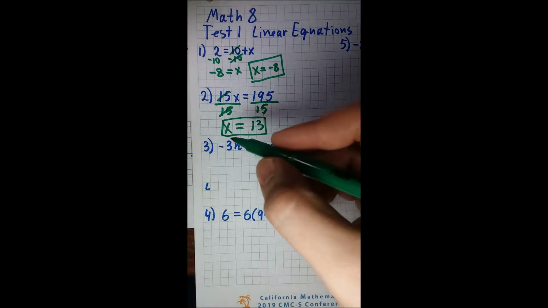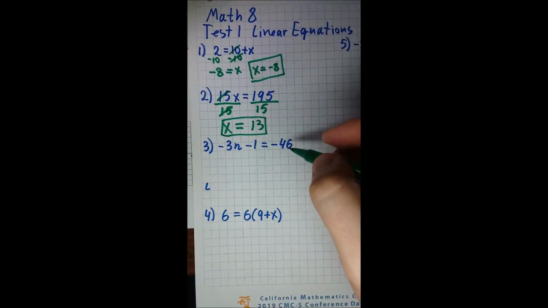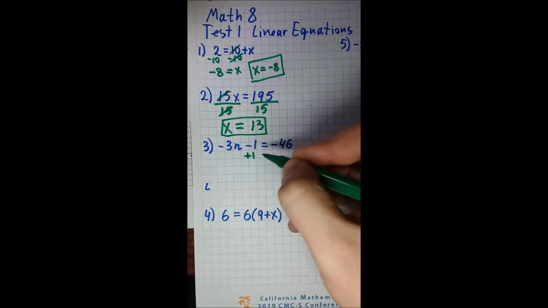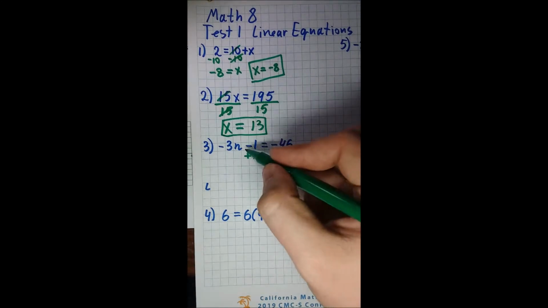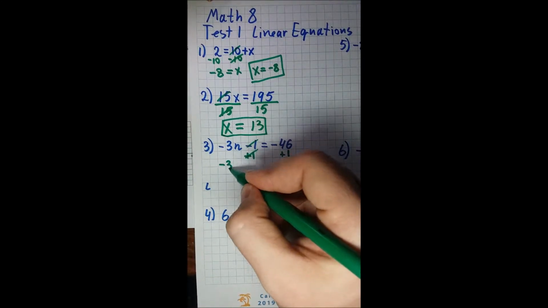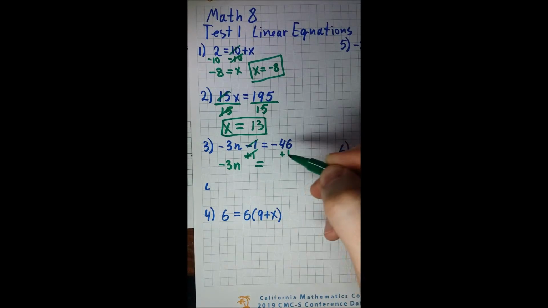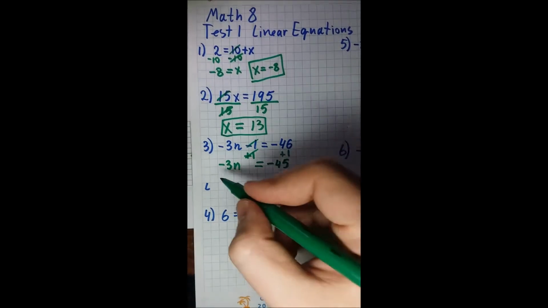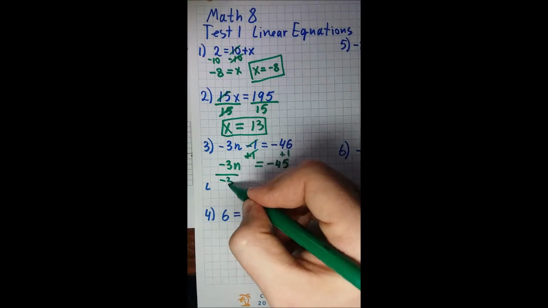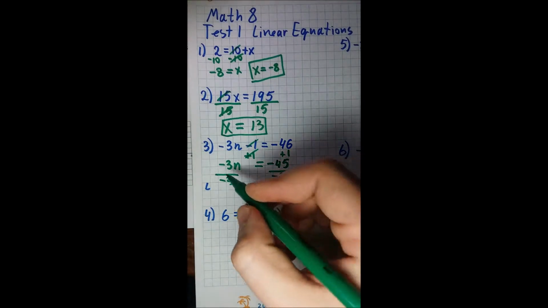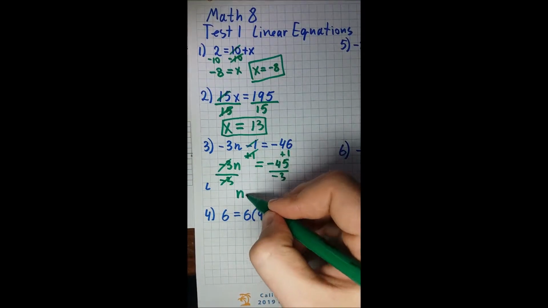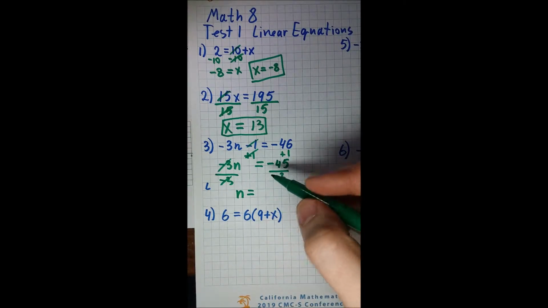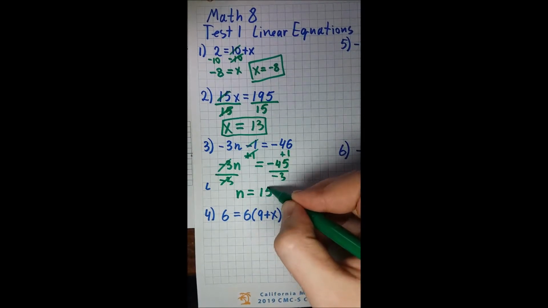Question 3. Negative 3n minus 1 equals negative 46. We add 1 to both sides. So it's negative 3n equals negative 45. Divide both sides then by negative 3. n equals negative over negative is a positive 15.